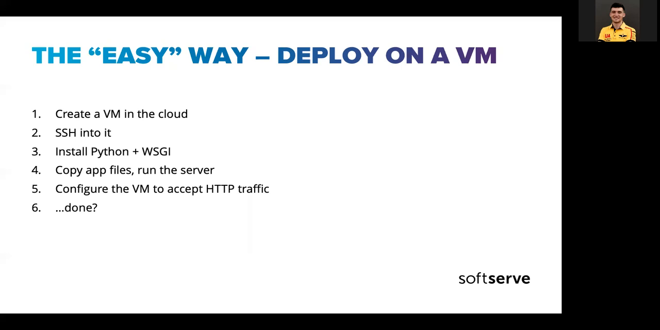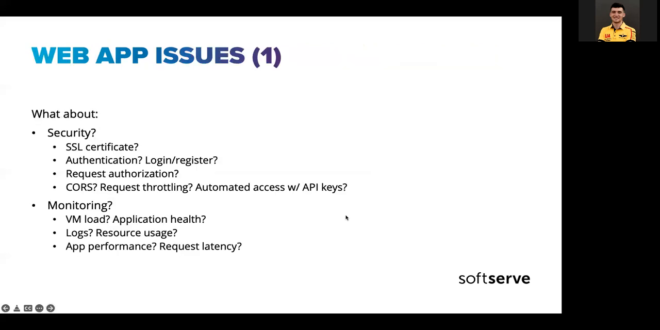We would SSH into the machine, we would install Python and some WSGI server. Alternatively, we could install Docker and then pull our Docker images. Installing all the application files. Then we would configure the virtual machine to accept HTTP traffic, and we're done, right? Not really, because there are some things that we forgot about.